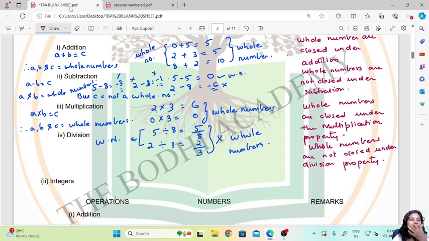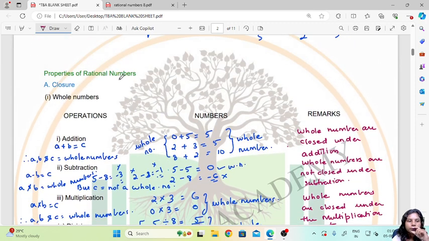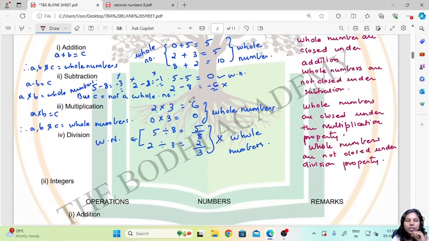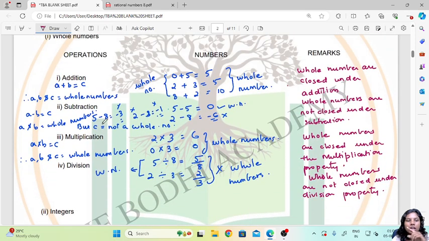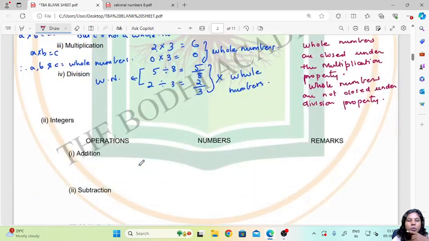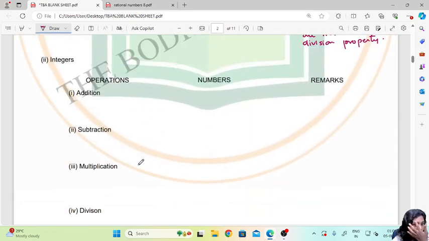So from this we can conclude that the closure property is obeyed only by addition and multiplication, whereas it is not obeyed by subtraction and division. Now let's move ahead and look at whether integers follow the closure property. Say you have to do addition.